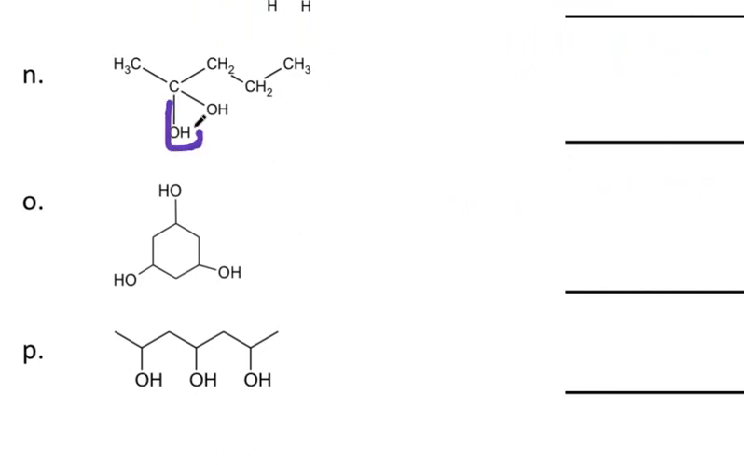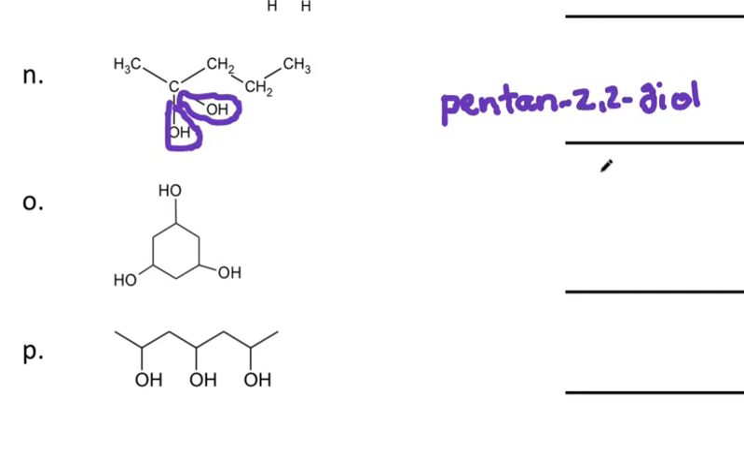Okay, this is also a diol. We got an OH there and another one there. And our primary is 1, 2, 3, 4, 5 carbons long, so pentane. If it was just this, it would be pentane. Because of the alcohols, it's pentanol. And because there are 2 of them, it's pentanediol. And they're both on the second carbon, so pentan-2,2-diol. Good. 2 more.